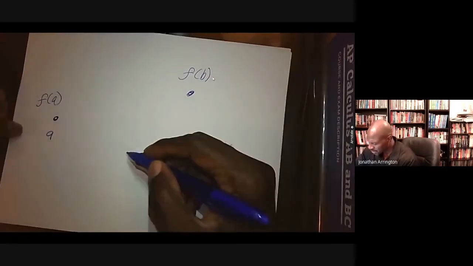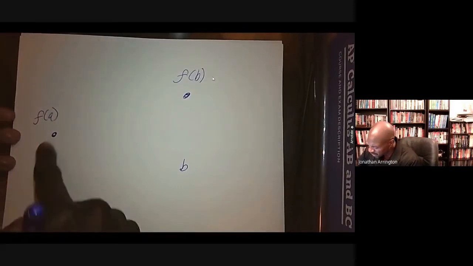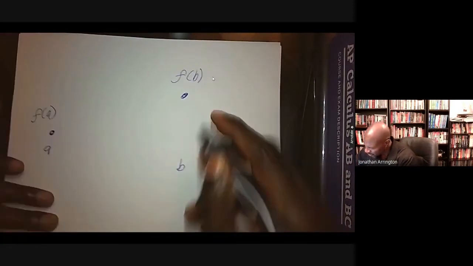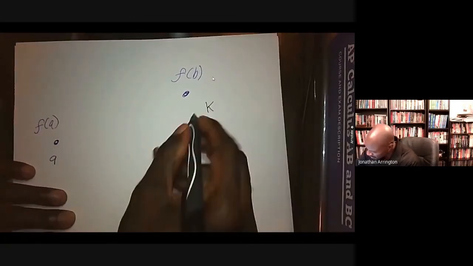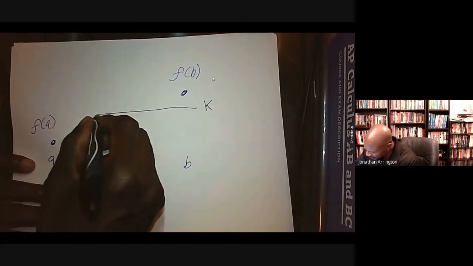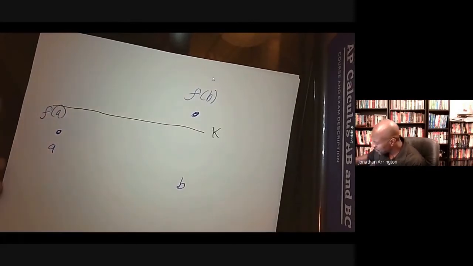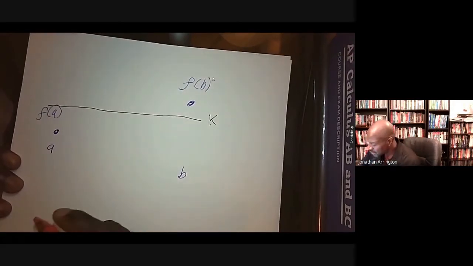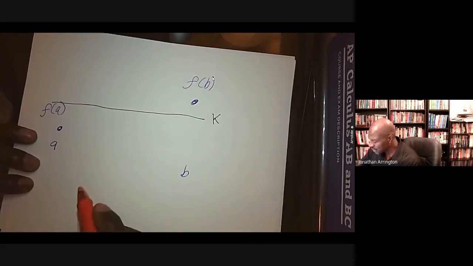So there's some number k. Now again, f of a and f of b are measured on the y-axis. Those are y values, so they're measured vertically. So there's some number k anywhere between these two. It doesn't say k has to be in the middle, just anywhere between these two. So say there's some number k, and I'm going to draw a line where f of x is equal to k. What the theorem is saying is there is at least one number c that is between a and b, so there's some value between a and b such that f of c equals k.